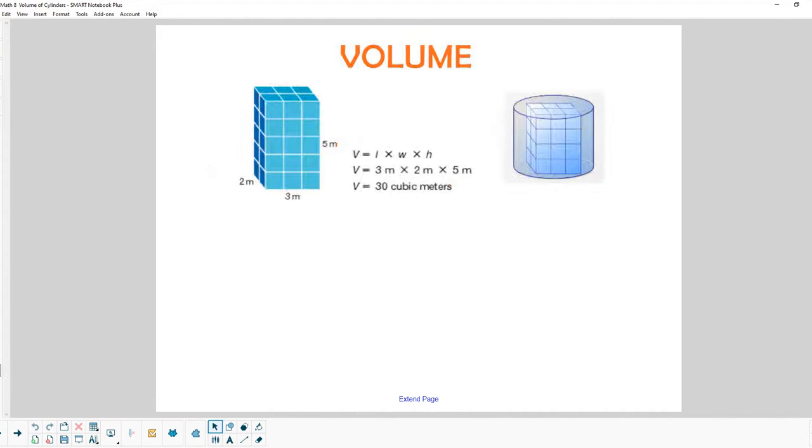So if we look at a rectangular volume, to find that we would just go 2 times 3 times height, or 5. So length times width times height. So in this rectangular shape, it would be 30 cubic meters. And if you could look in there, you could count the blocks, 1, 2, 3, 4, 5, 6, and so on, until you had all 30 counted. Well, a cylinder is very similar, except it's got a different shape to it, but we can calculate exactly how many cubic blocks would fit into that cylinder.